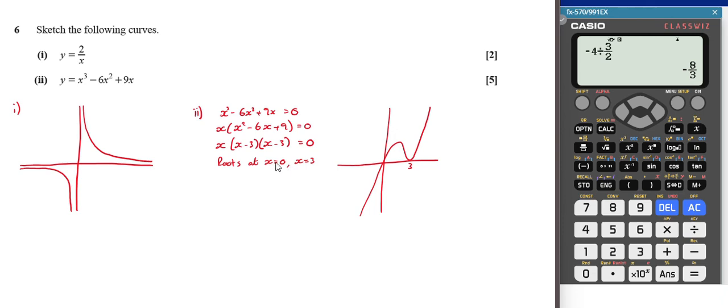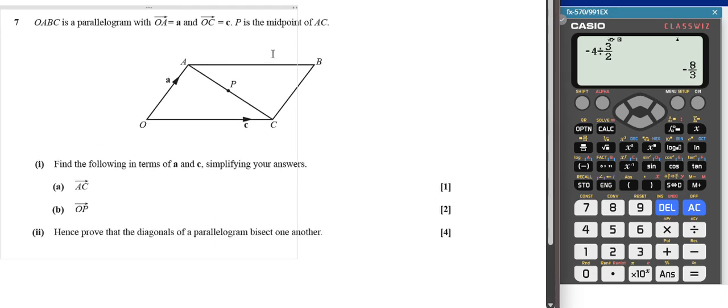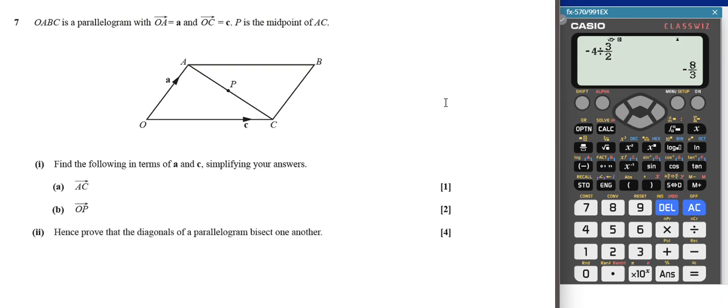Question 7. Move the screen slightly. So we have a parallelogram with OA is A and OC is C. P is the midpoint of AC. We're being asked to find A to C first. So A to C is going along that diagonal line.